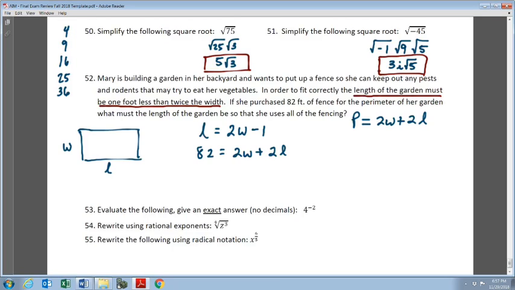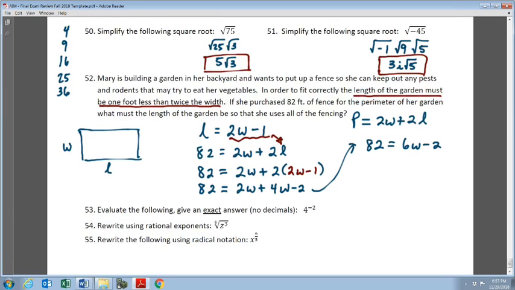So this one is pretty much set up for us to use the substitution method. We're going to go ahead and substitute for L in the second equation there. So we've got 2w plus 2 times 2w minus 1. Let's go ahead and distribute here. We get 4w minus 2. We can combine the w terms. We get 6w minus 2 is equal to 82. And we'll add 2 to both sides and divide by 6. And the answer there is 14.